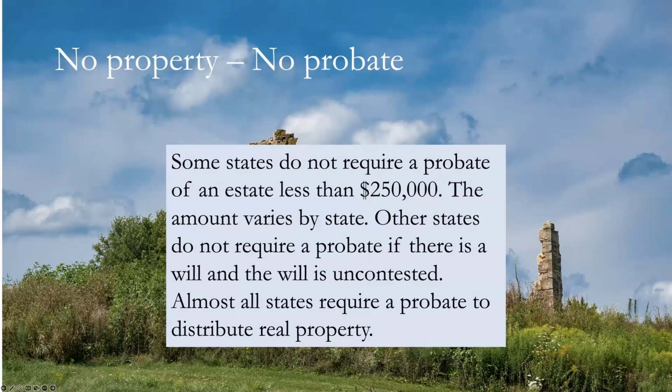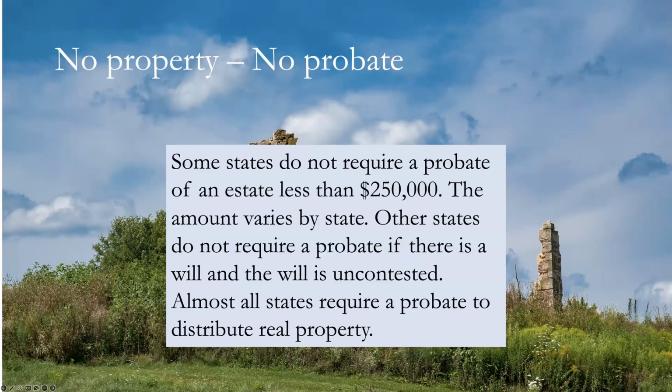James, can you explain what is real property? Real property is anything you can walk on. It's real estate, houses, land. That's real property. Deeded property, any property that has ownership by means of a deed, would be considered real property. Personal property is everything else.